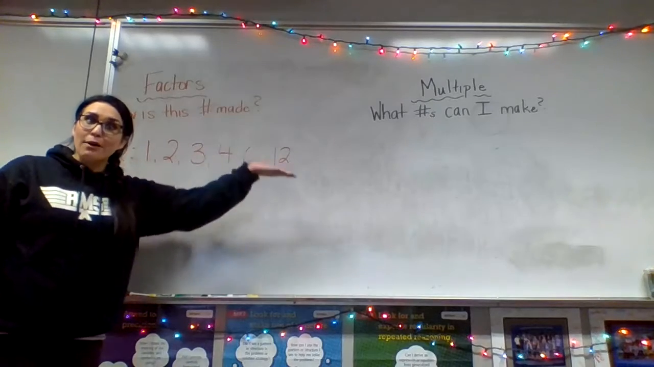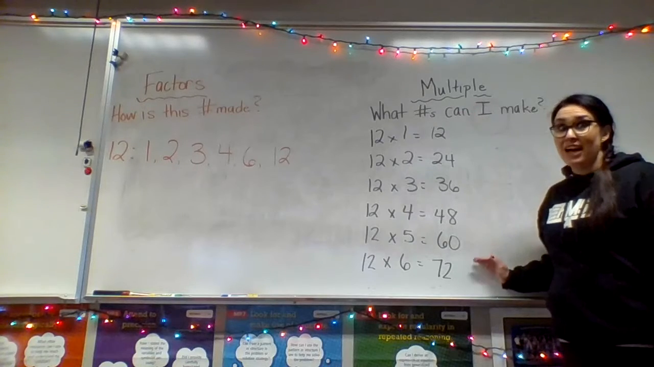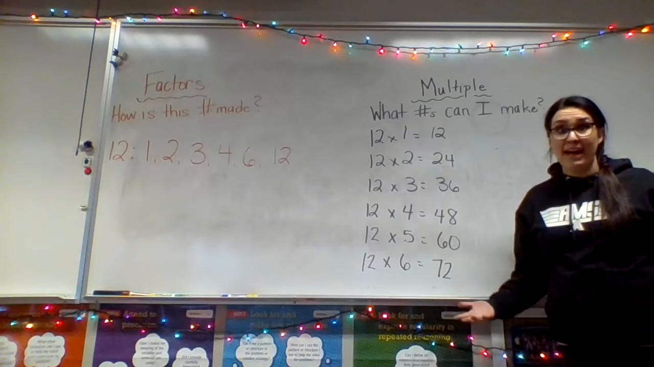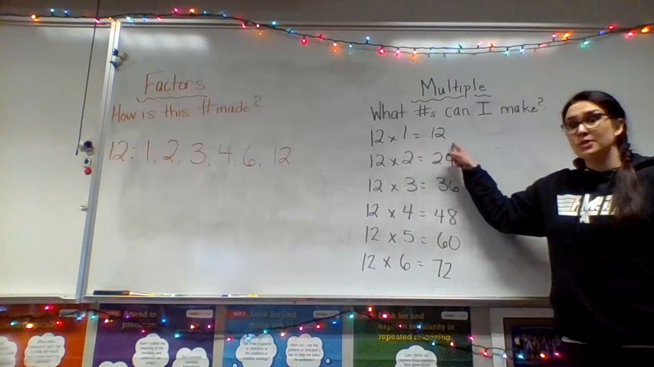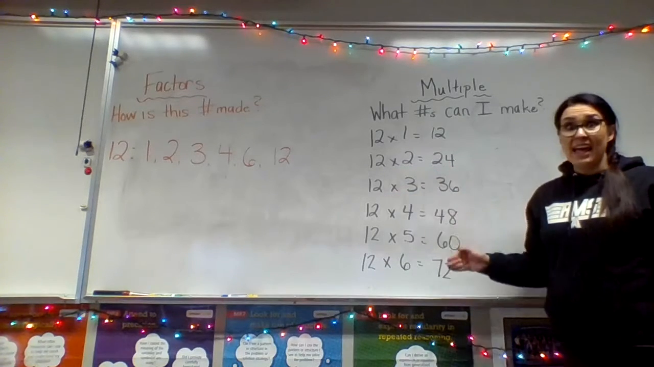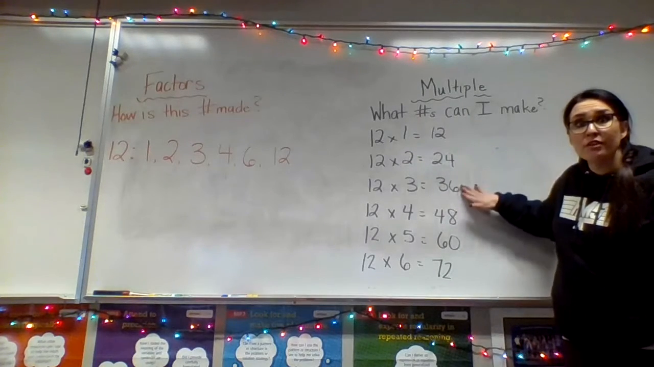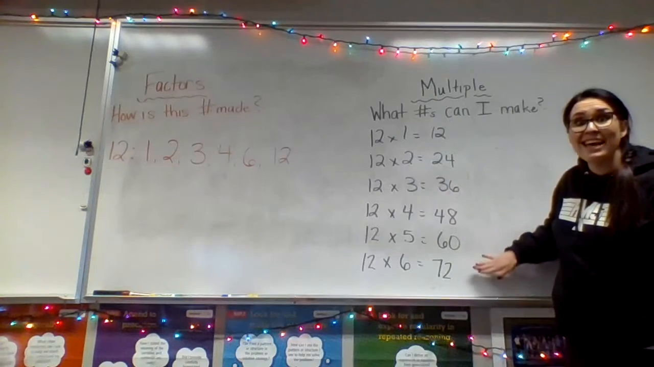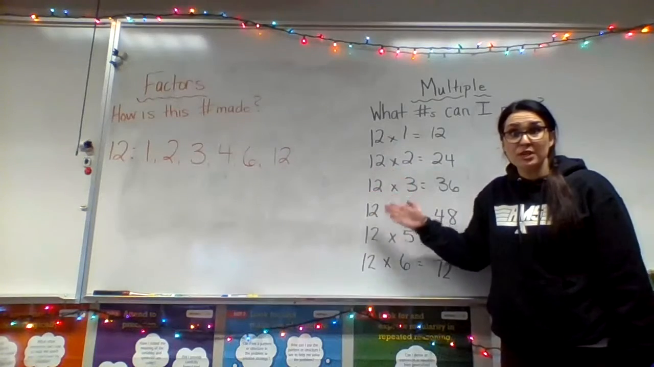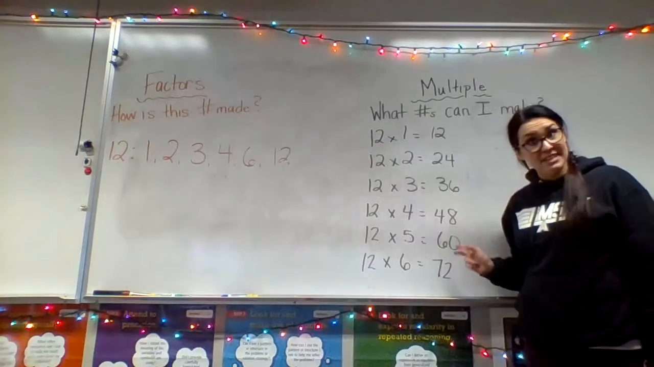But now let's think about multiples of 12. All right, my friends, so here are just some of the multiples of 12. You might think about these as your 12 times tables facts, right? So 12 times 1 equals 12. 12 times 2 is 24. 12 times 3 is 36, and so on. So in this example, all of your multiples are 12, 24, 36, 48, 60, and 72. These other numbers, 1, 2, 3, 4, 5, and 6, are the other factors in those products.